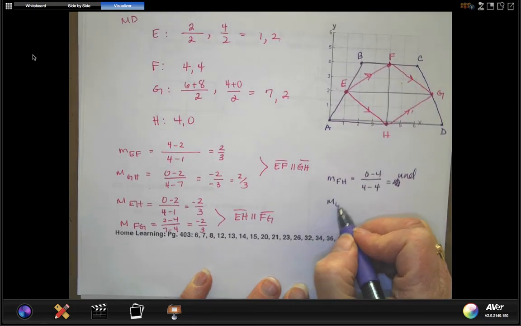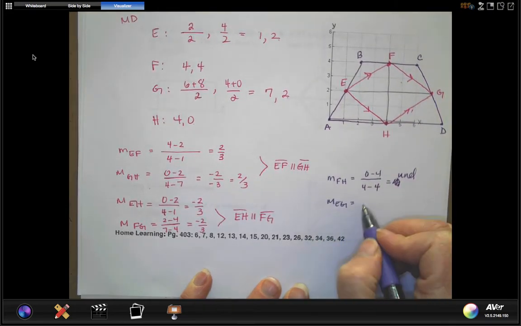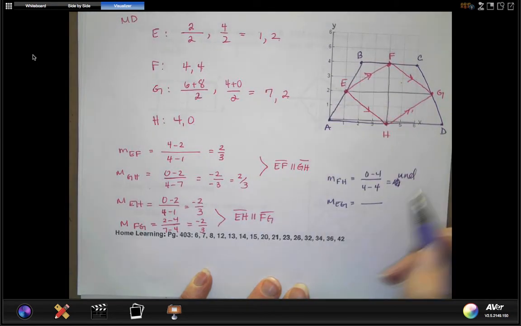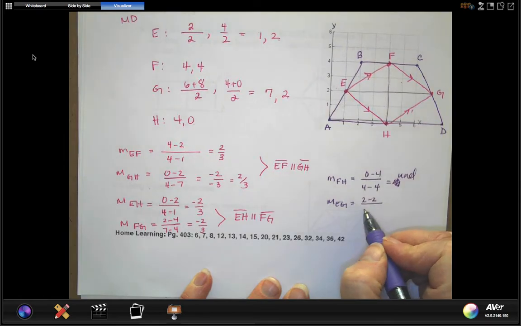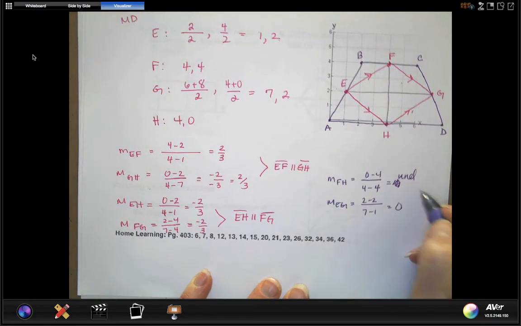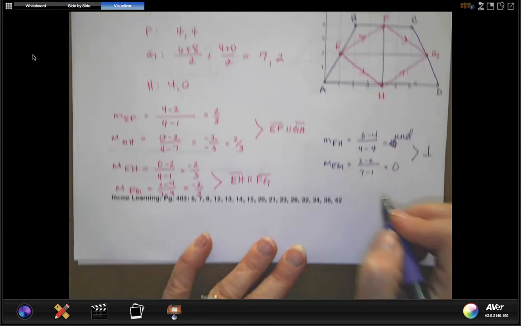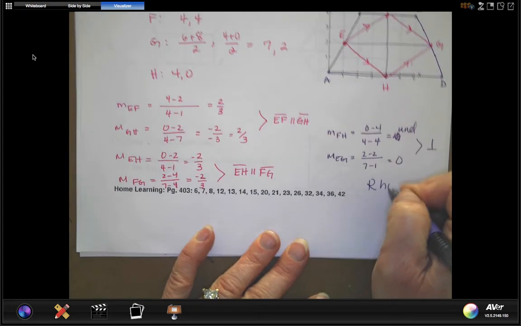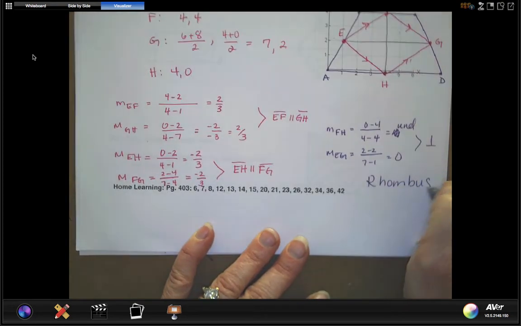If you wanted to find the slope of EG, again you're changing y, 2 minus 2 over 7 minus 1. So you got 0 here. So these are perpendicular. Every horizontal and vertical line are perpendicular. So we know it's a parallelogram because of parallel lines. We know it's a rhombus because the diagonals are perpendicular, so it's a rhombus.